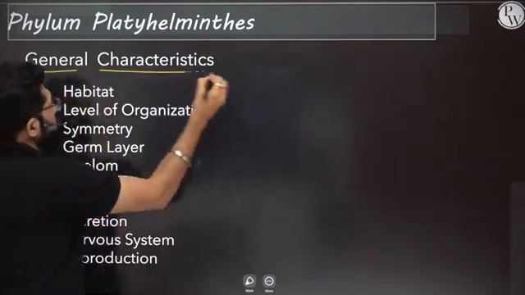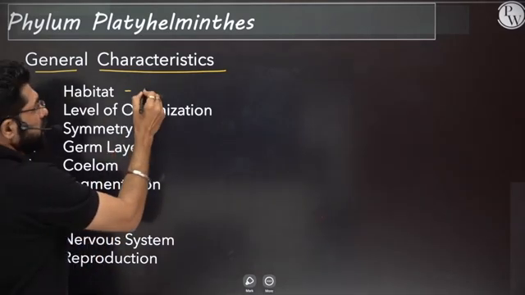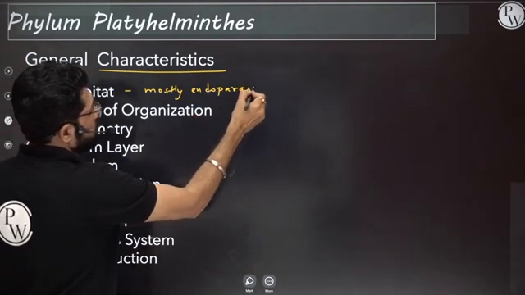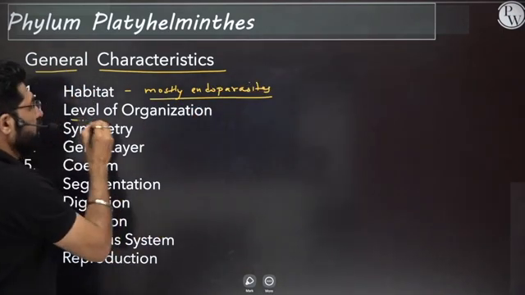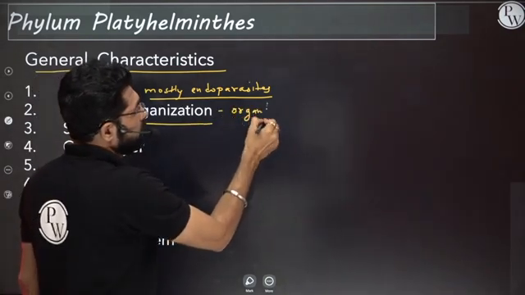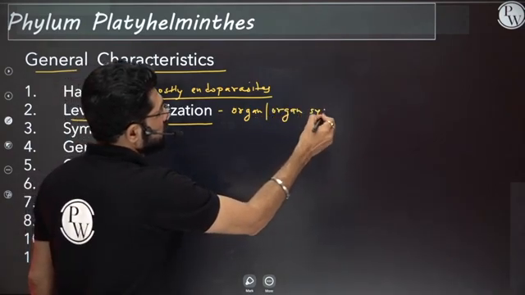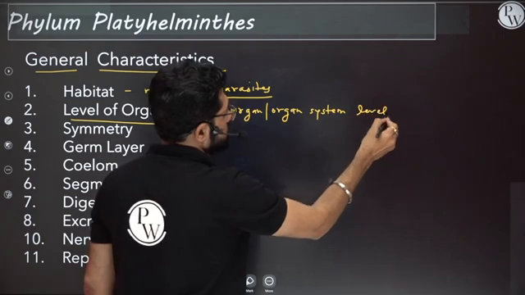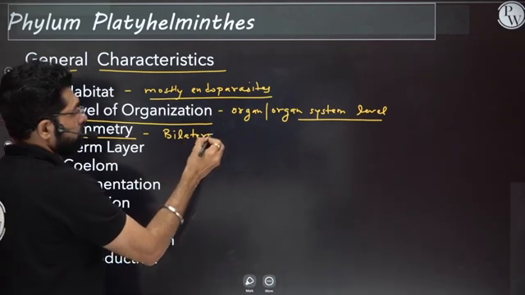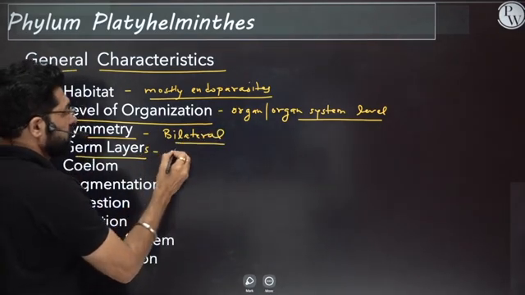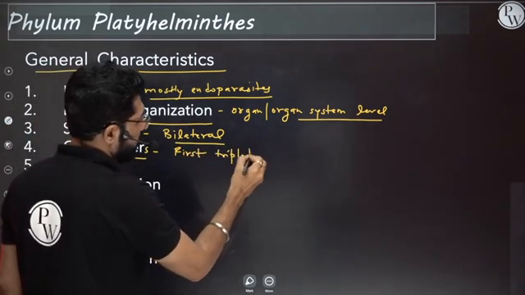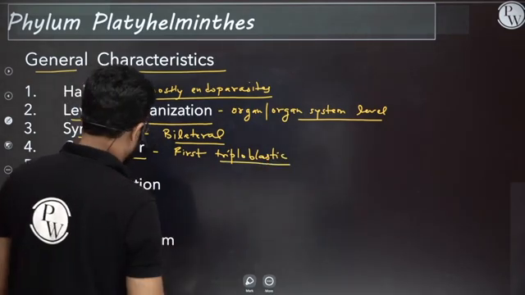What are the general characters we'll talk about? Habitat. Mostly endoparasites. And here you see level of organization. They have a better organization, that is organ system level. Correct? Symmetry. They have bilateral symmetry. Germ layers, they are the first triploblastic organisms. Please write down. Triploblastic. They are the first triploblastic organisms.